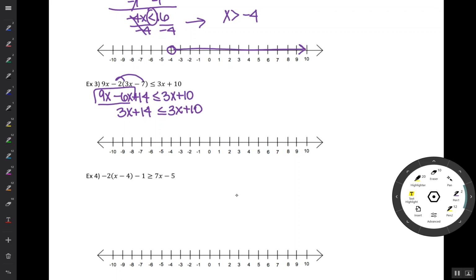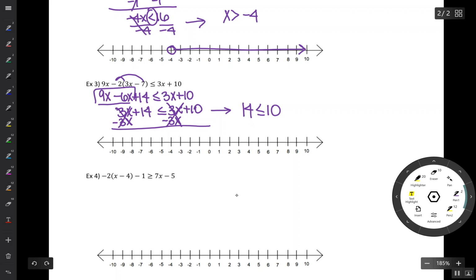Notice I have x's on both sides. So I need to subtract, let's subtract 3x from both sides. Uh-oh, do you see what's going to happen? The x's here are going to cancel, but they're also going to cancel here. So that gives us that 14 is less than or equal to 10. But is it? Is that true? No, that's not even close to true. This is a big false statement, which means there is no solution to this.